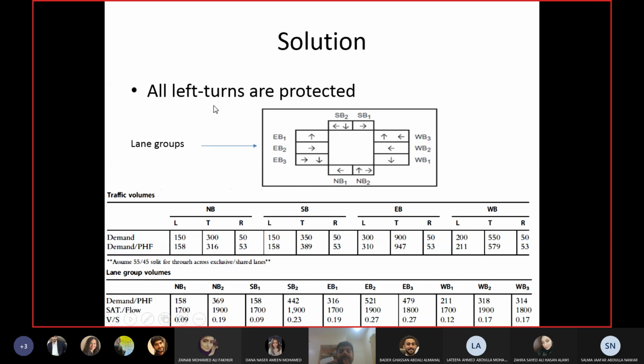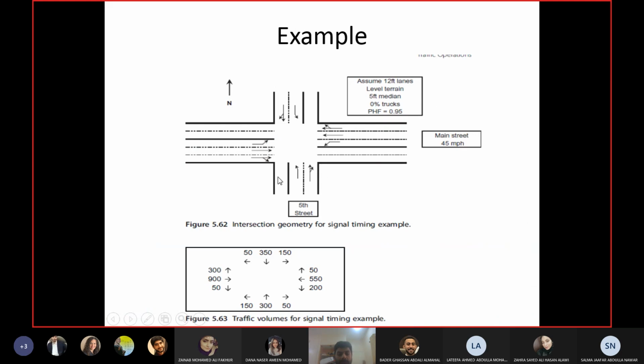Okay, now the second step was to identify the lane groups. Now they have already identified the lane groups. So I told you lane groups change whenever you have a change in movement of the lane. Okay, so you can see here on each side, each lane has at least one different movement than the other lanes.